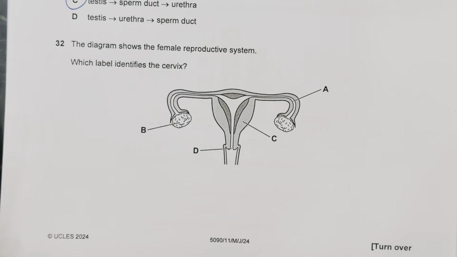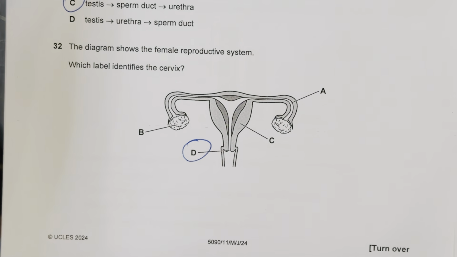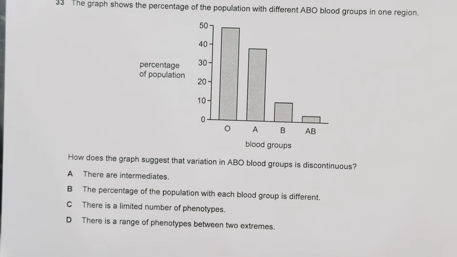The diagram shows the female reproductive system. Which label identifies the cervix? So we know that A is the oviduct and B is the ovary, C is the uterus and D is the cervix. So option number D is carrying the right choice here. Moving to question number 33.